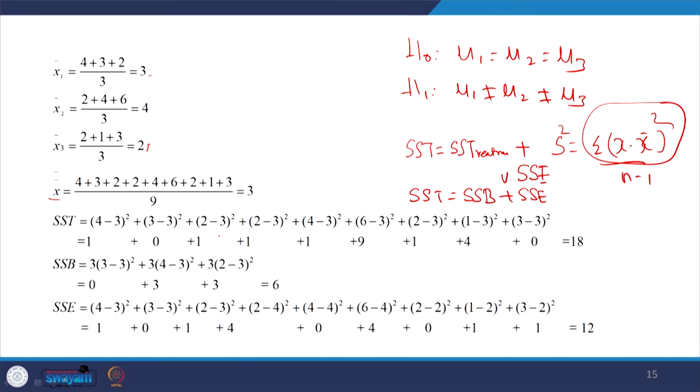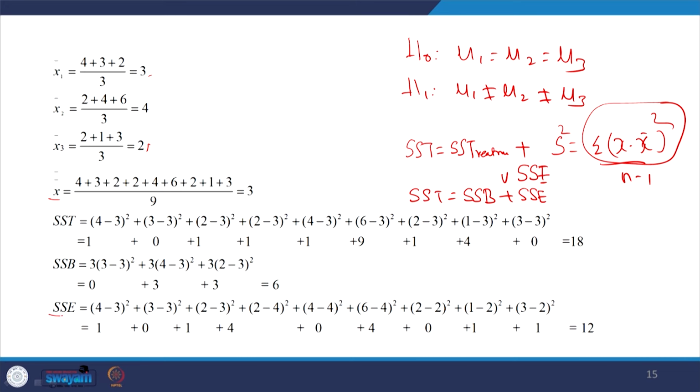square, plus for the third column also there are 3 elements. The mean of the third column is 2. So, 2 minus this 3, the overall mean, whole square. So, this will become 0, (4 minus 1), 1 square into 3, 3, (2 minus 1), 1 square and 3, equal to 6. So, the 6 is the numerator of that variance, that is SSB is 6.